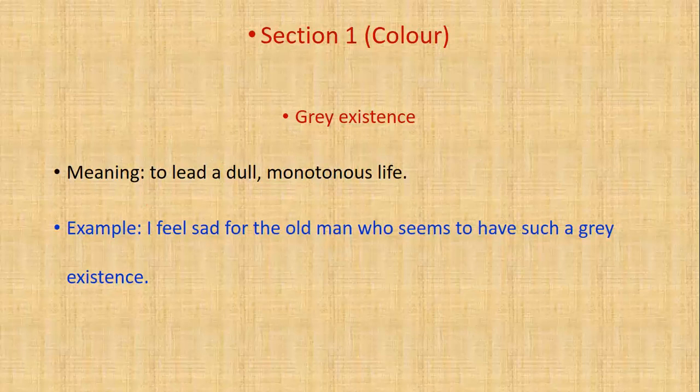Let's start with number 1, which is grey existence. When someone has a grey existence, that means he is leading a dull, monotonous life. For example, I feel sad for the old man who seems to have such a grey existence.